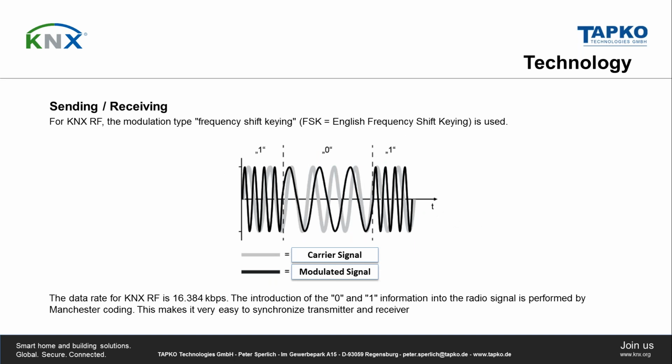In KNX RF, we are using frequency shift keying, and that means you have a carrier signal, and on the carrier signal there is a modulated signal, and this is the information.